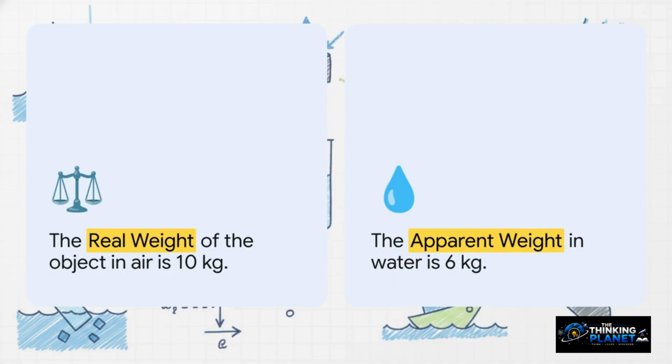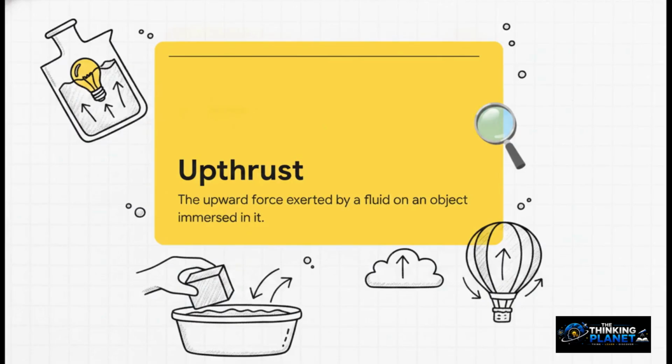It's absolutely crucial to remember that the object's mass hasn't actually changed. If you pull the block right back out of the water, boom, the spring balance instantly goes back up to reading 10 kilograms. The 6 kilogram reading is purely apparent. It only exists as long as the object is held in the water. So the reason for that apparent weight drop is a specific phenomenon called upthrust, which you might also know as buoyant force. Upthrust is basically the upward force exerted by a fluid on an object that's immersed in it. When the object goes into the tub, the water is actually pushing back up against it.